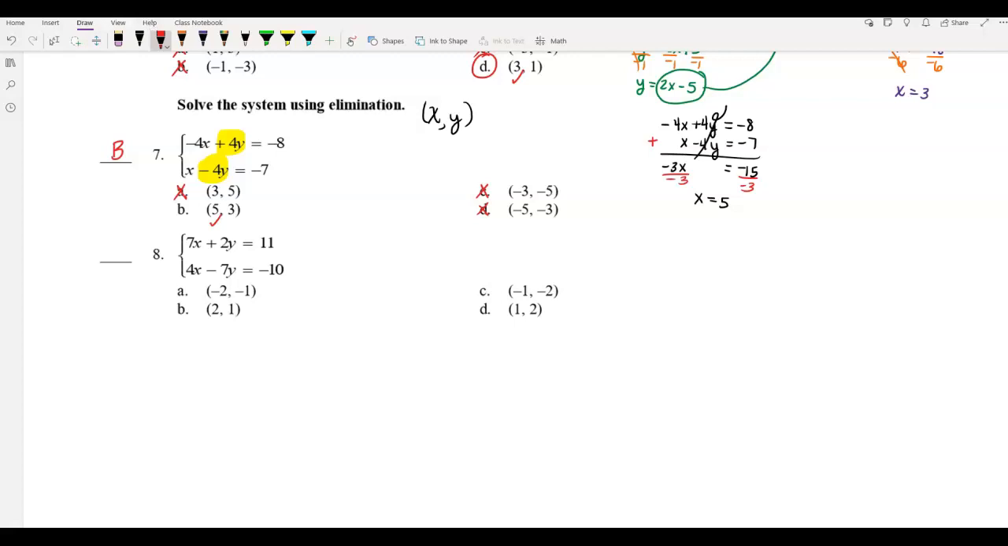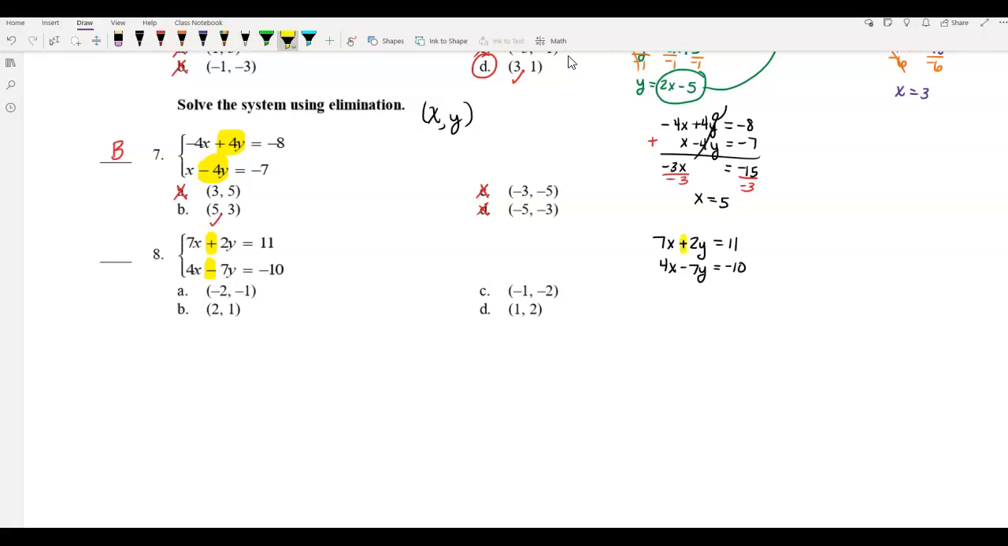Now, for problem 8, it's a little bit more complicated because we don't already have opposites. So what we're going to do is we have to make opposites. And when we do that, we want to look for things that already have an opposite sign. So our y's already have opposite signs. Because of that, we're going to rewrite our equation over here. We have 7x plus 2y equals 11. Over here, we have 4x minus 7y equals -10.